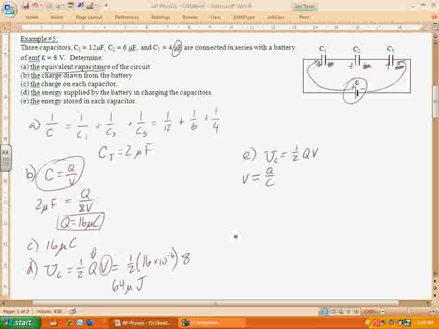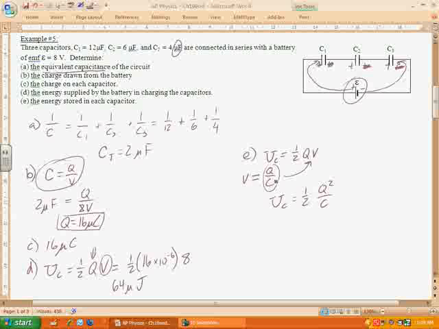Otherwise, you're going to have to go through and solve for the potential difference across each of the capacitors. Recognize that each one is going to be different, but if you add them all together, you're going to get that potential difference of 8 for the battery. So let's go ahead and do this. We can do it for each one.